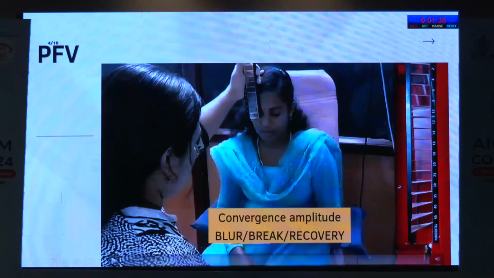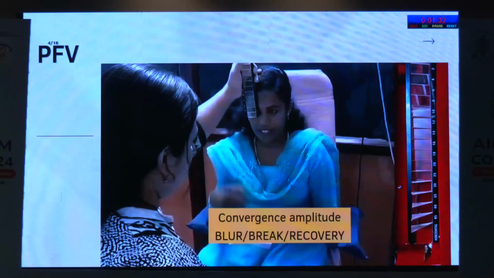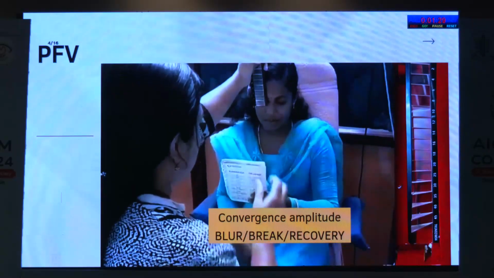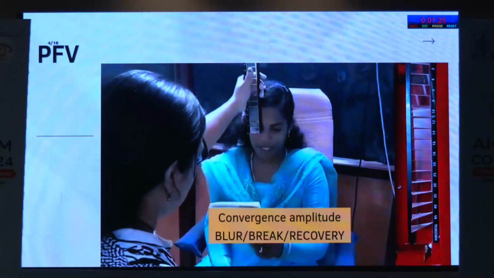Similarly, for positive fusion, this has to be done for distance, then for near. Whereas in positive fusional vergence, we will do first for near, then for distance. Same like negative fusional vergence, but here you place the prism base out.